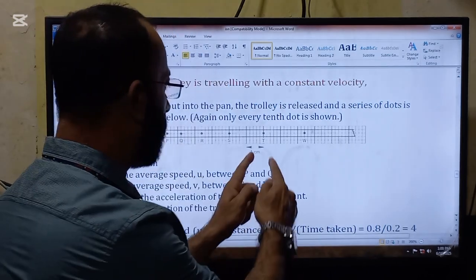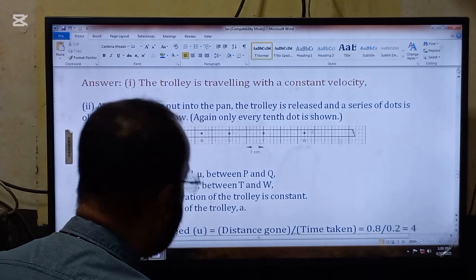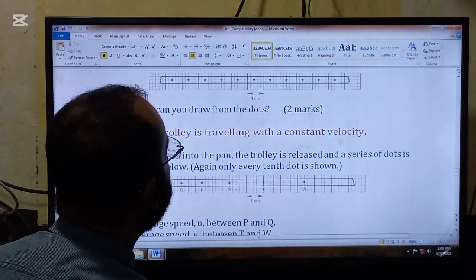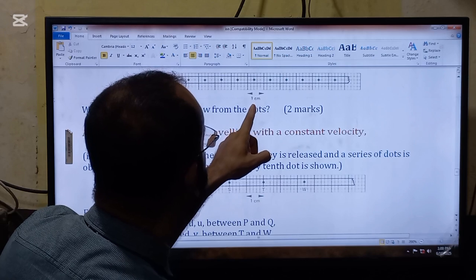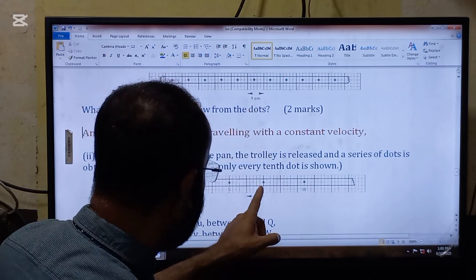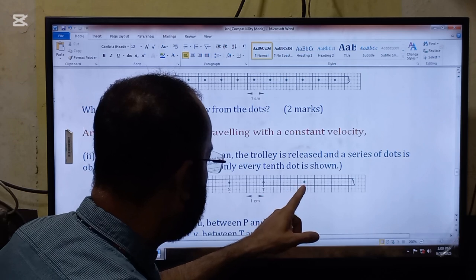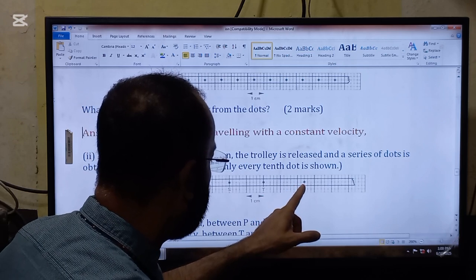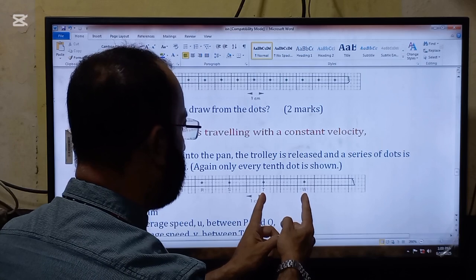And this is actually 1 centimeter. So one big box was representing 1 centimeter. Look in the previous part, one big box represents 1 centimeter. So this will be 1 centimeter, this will be 2 centimeter, and this will be 1 and 2, so 0.4. So it means 2.4 centimeter is the distance between them.